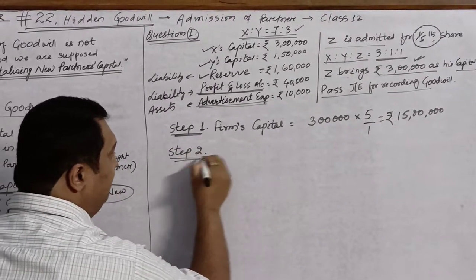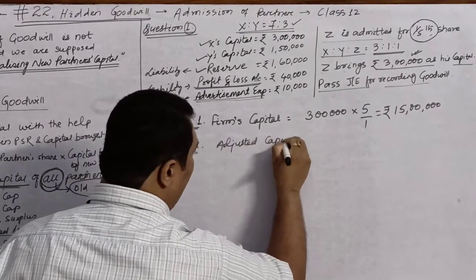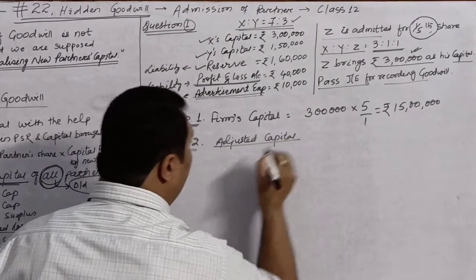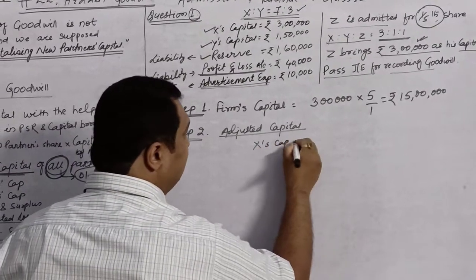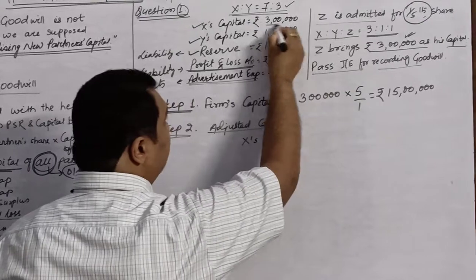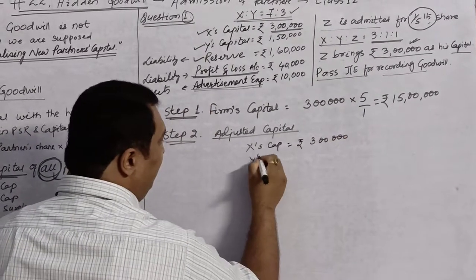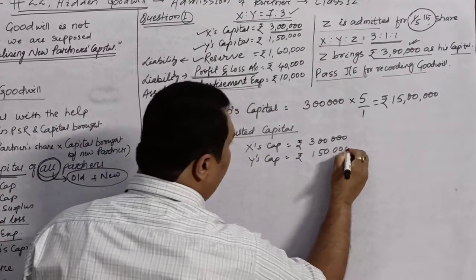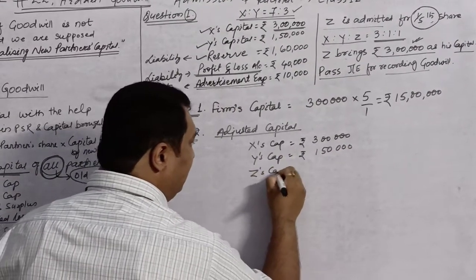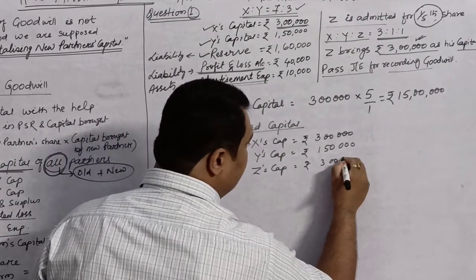In the second step, I will find out the adjusted capital. In order to calculate the adjusted capital, I will take the capital of X. X's capital is given as rupees 3 lakhs. Y's capital is given as rupees 1,50,000. I will also take the new partner's capital, that is Z's capital, rupees 3 lakhs.